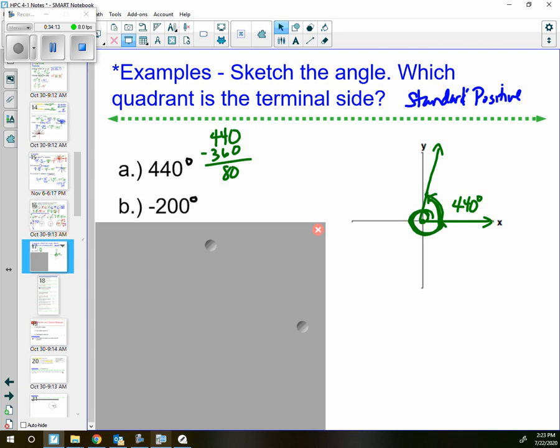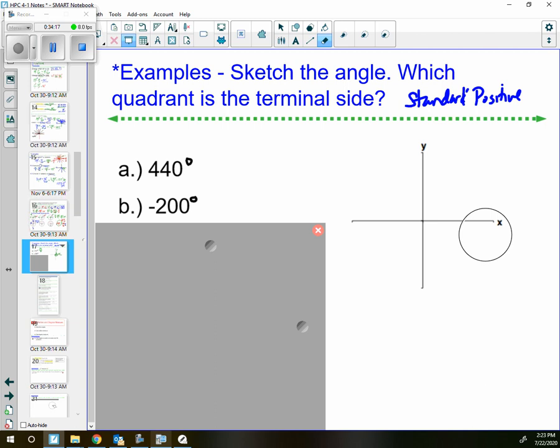All right, let's try the next one. How would you graph negative 200? So I'm going to erase these as I go. Negative is telling me which direction. Well, I'm going to be going clockwise. Think about your benchmarks, how far you're going. So if I'm going in this direction, that would be negative 90. This would be negative 180. And I have to go how much further? Well, how far is 200 from 180? It's 20 more. So I'd be going 20 more in that direction.